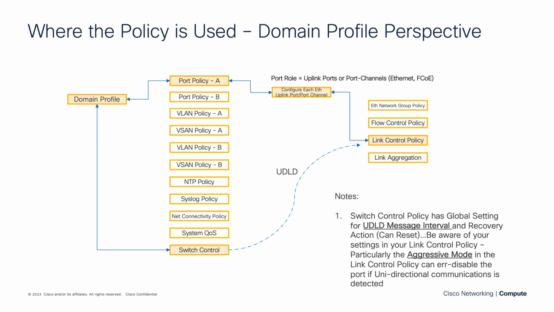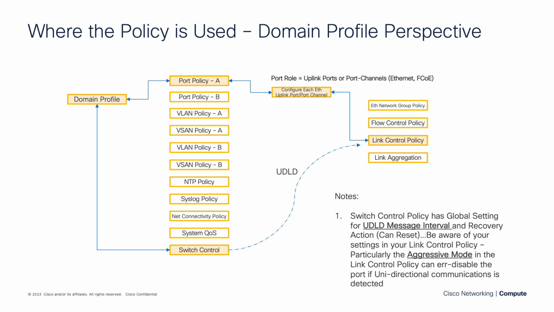So for this switch control policy, I actually want to show you a separate graphic here. This is a graphic showing the link control policy, which from the domain profile within the port policy, you start configuring uplink ports or port channels for Ethernet or Fibre Channel over Ethernet. You get exposure to selecting a link control policy, and that definitely has UDLD parameters in it. An example is aggressive mode, in which case if a unidirectional link is detected, it will actually error disable the port.